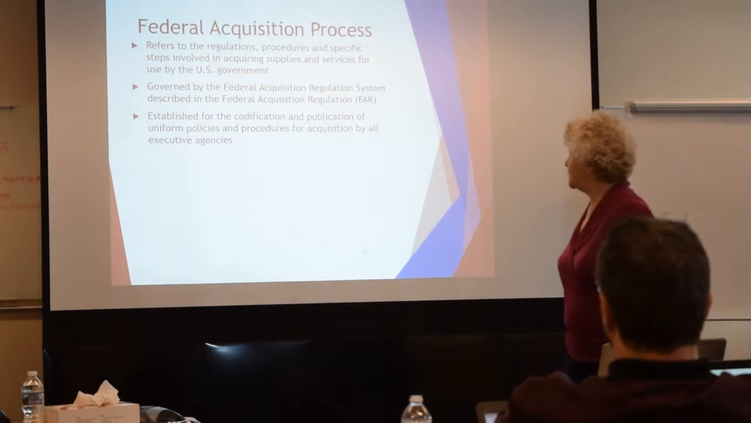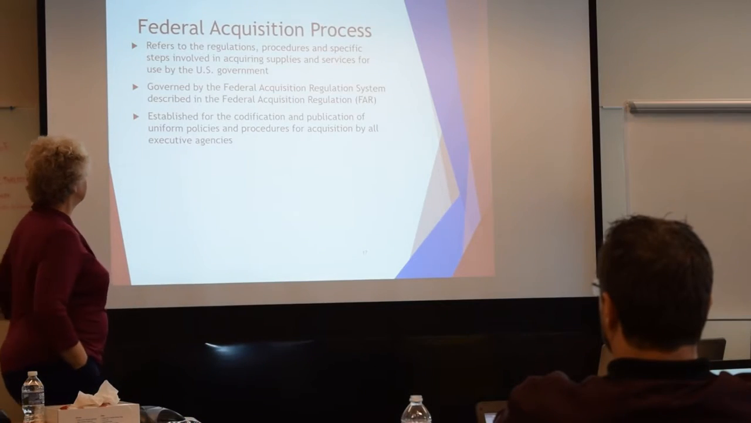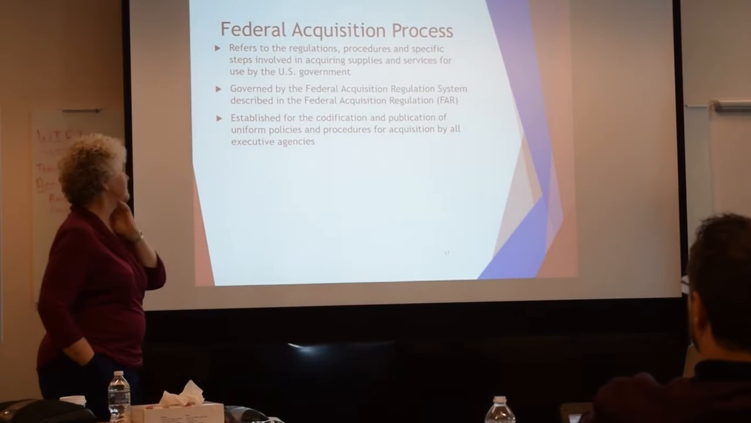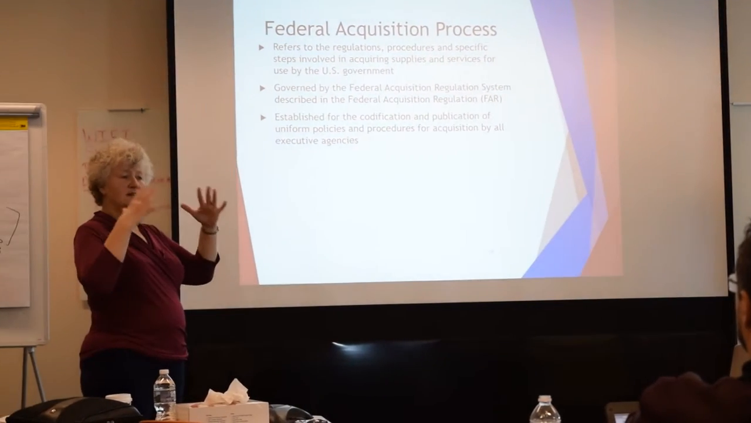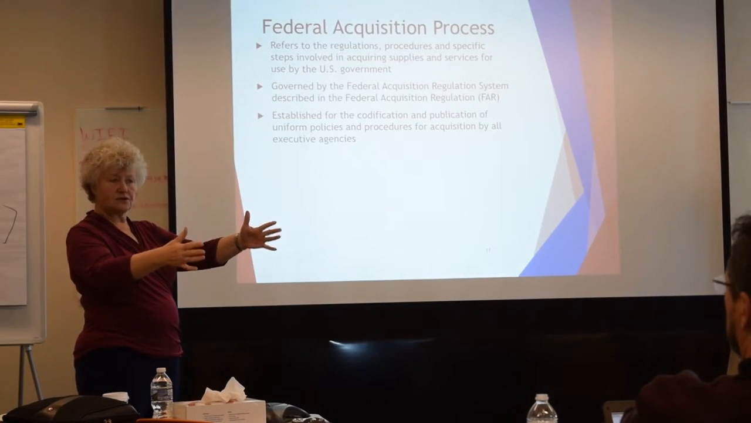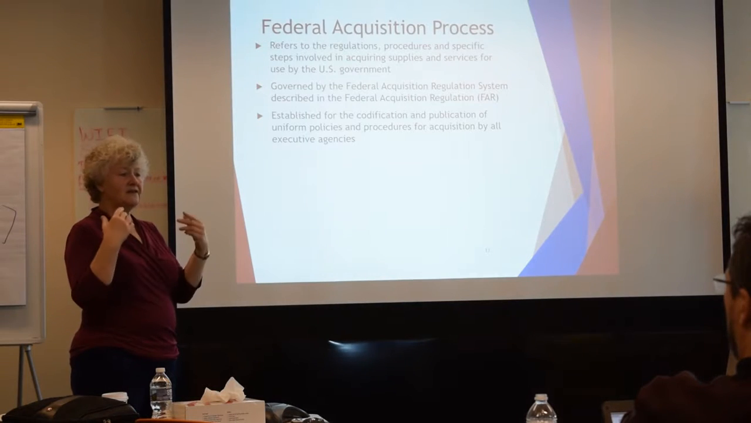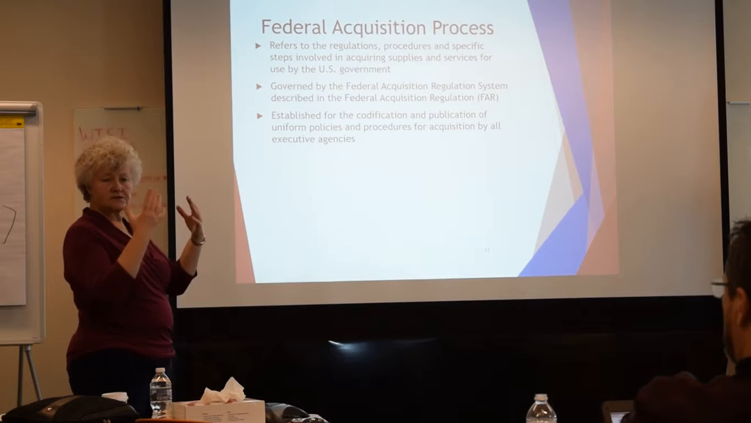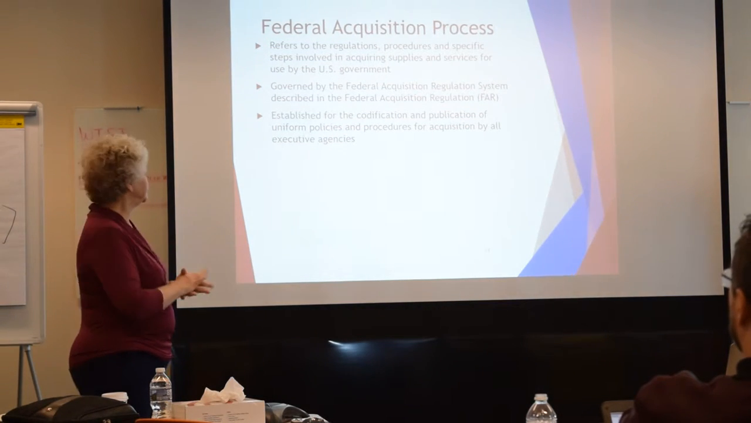So the federal acquisition process, when we talk about federal acquisition, we're talking about the regulations, procedures, and the specific steps involved in acquiring supplies and services for use by the U.S. government. Again, they're very process-oriented. Contracting officers go to contracting officer school to make sure they understand all these processes and can implement them. They have lots of automated tools that help them, and your goal is to understand what their processes are and fall in line.